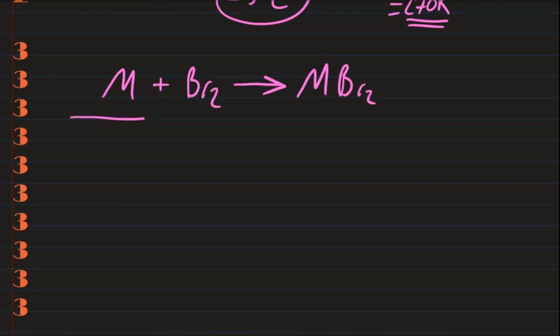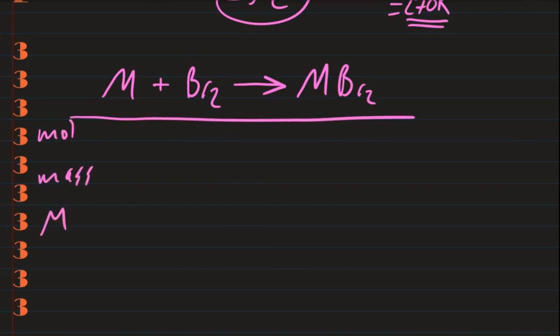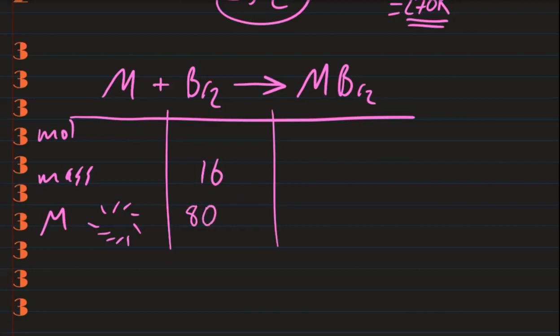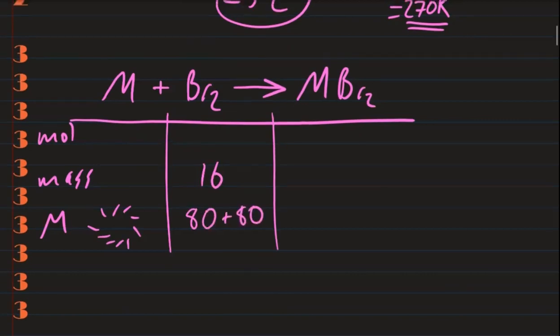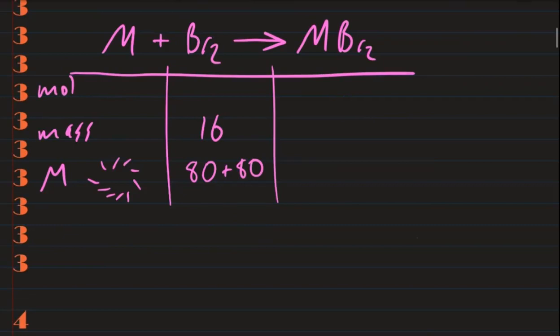Let me put in the moles, mass, molar mass. All right, and so this is what I want to find here, the molar mass of the metal. By filling in the boxes, I should be able to get there. So 16 grams of bromine. I know that the molar mass of bromine is 80 and 80. So here I've got 16 divided by 160. Oh, that's nice. I can do that in my head. That's 0.1.